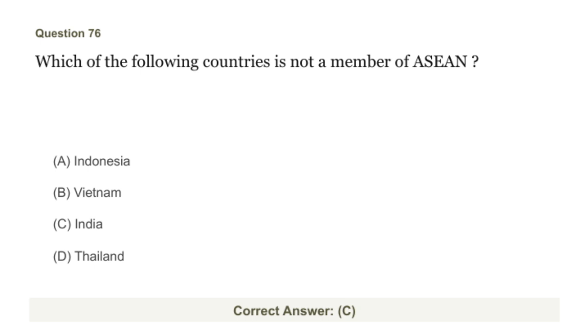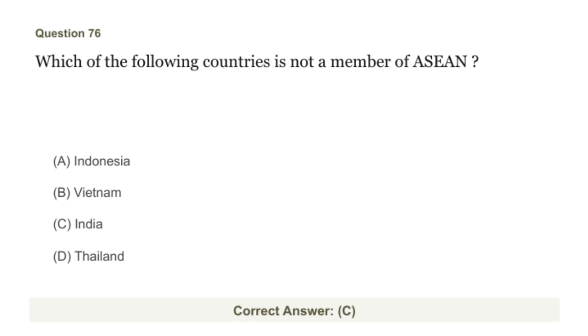Among the options, Indonesia, Vietnam, India, and Thailand. Indonesia, Vietnam, and Thailand are all founding or current members of ASEAN. India, on the other hand, is a significant regional player, but is not part of ASEAN. Instead, India is part of other regional groupings like SAARC and BRICS. This distinction is important because it highlights regional alliances and geopolitical relationships.